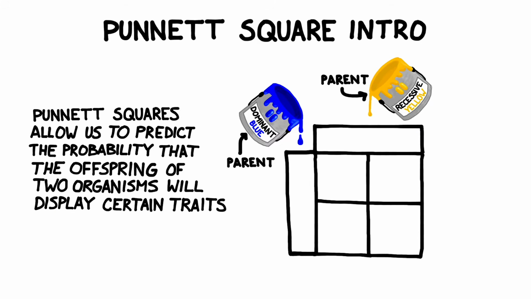A major reason to study genetics is to be able to predict the probability that two organisms will produce offspring that have certain characteristics. Provided that you know the genotype of both parents, it's possible to predict the probability that their offspring will display certain traits.